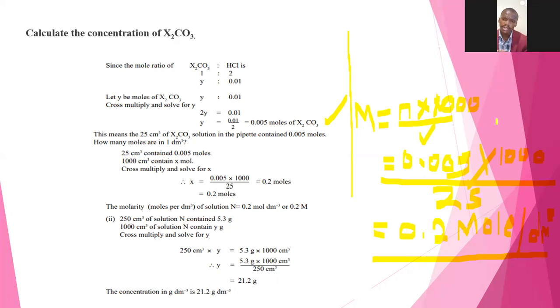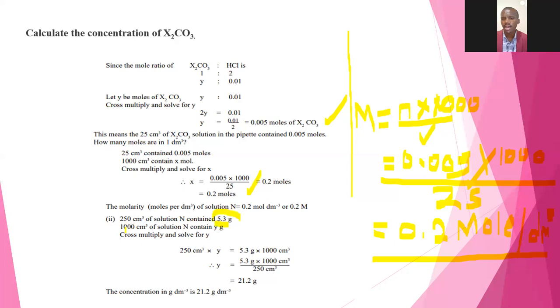Then again, we are also told to determine the concentration in grams per liter. And we were given the mass. We were also given the mass of the carbonate, which was 5.3 grams. And this 5.3 grams was in 250 cubic centimeters.